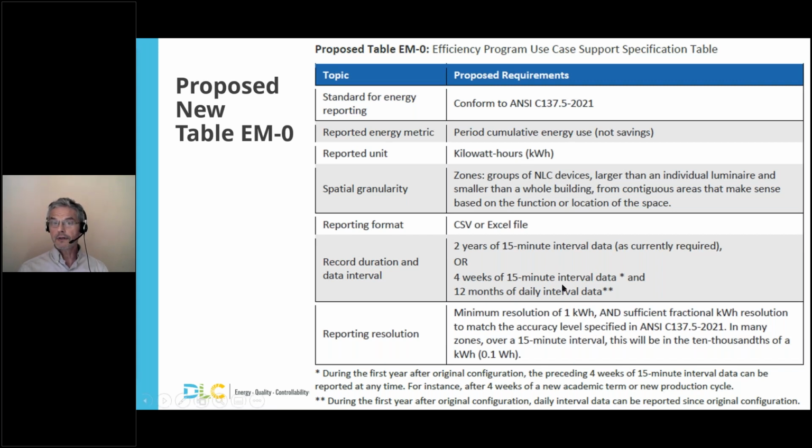The record duration proposal is for the current requirement, 2 years of 15-minute interval data, or a new requirement that would use fewer system resources, where up to 12 months of daily interval data would be available within the first year, and 4 weeks of 15-minute interval data for the previous 4 weeks would be available anytime during the first year. And in terms of the reporting resolution, it basically follows C137.5.